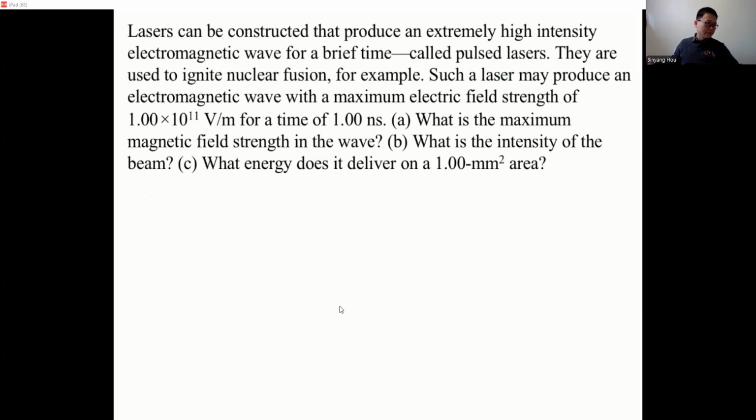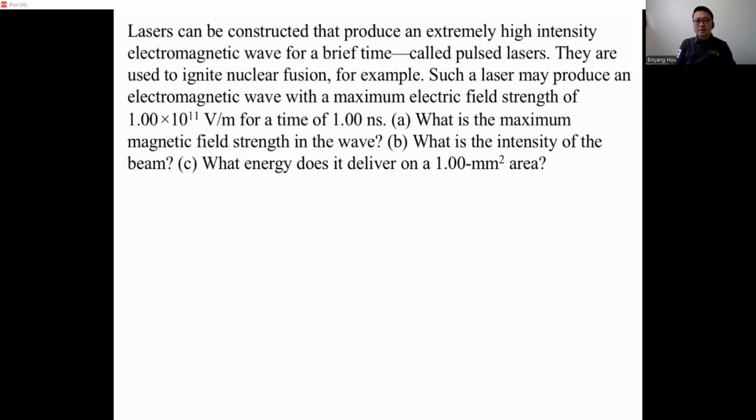So this one says lasers can be constructed that produce an extremely high intensity EMF wave for a brief time, called pulsed lasers. They are used to ignite nuclear fusion. For example, such a laser may produce an electromagnetic wave with a maximum electric field strength of 1.00 times 10 to the 11 volts per meter for a time of just 1.00 nanoseconds. What's the maximum magnetic field strength in the wave?